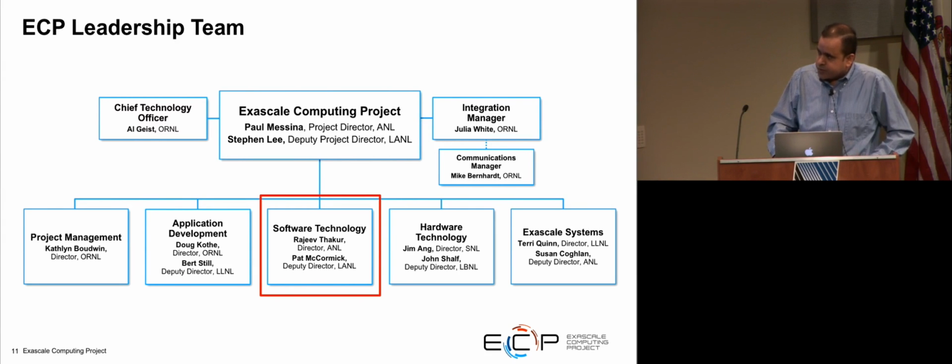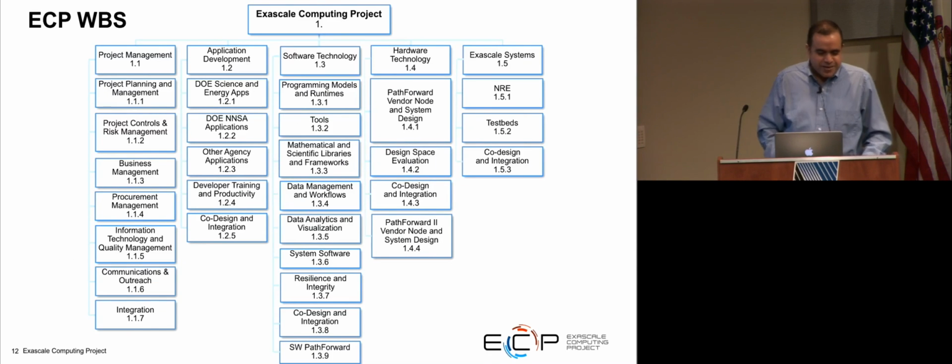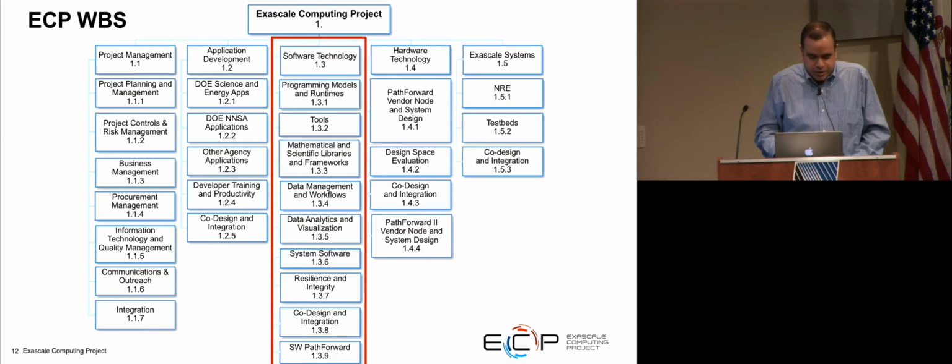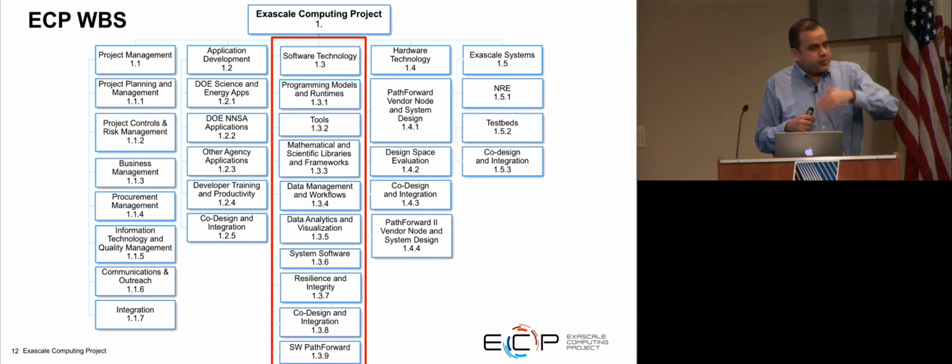So this is the software technology area that I'll focus on. Being a project, it also has a work breakdown structure. So these are things that projects need to have. And each of those areas has sub boxes, which I won't get into. I'll talk only about the software part. So in software, we have programming. The different areas are programming models and runtimes, tools, math libraries, data management and workflows, data analytics and visualization, system software, resilience and integrity, co-design and integration. And one last thing that was added is a potential software path forward to vendors if there is a budget for it and if there is a need for it. I'll talk about it in a little bit.